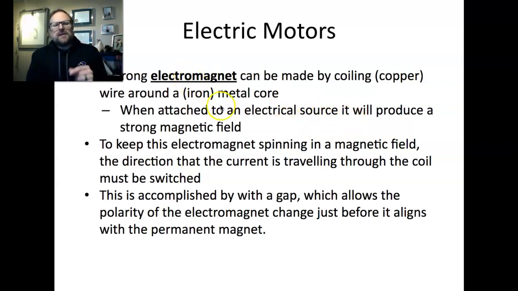When this electromagnet is hooked up to an electrical source, it produces a strong magnetic field. To keep the electromagnet spinning in a magnetic field, the direction that the current is traveling through the coil is switched. This creates what we call an alternating current motor. It's accomplished by having a gap in a part of the electric motor, which allows the polarity to change.